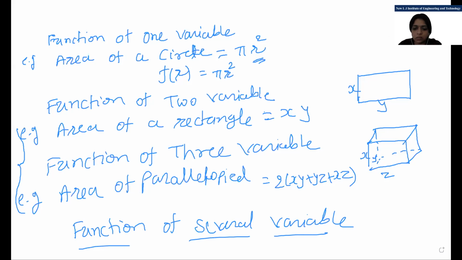Now before we start partial derivatives, first we will move to the basic concept which we need for partial derivatives. So if I ask you, what is the definition of the limit for one variable? What is the definition of the limit for one variable? Is there anyone? Write in the chat box.